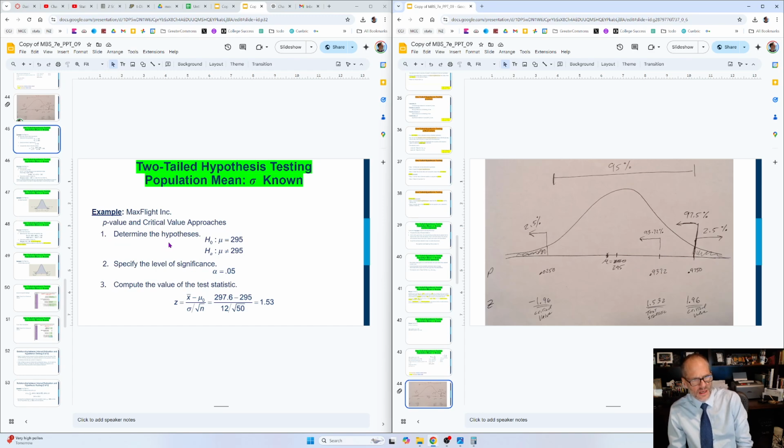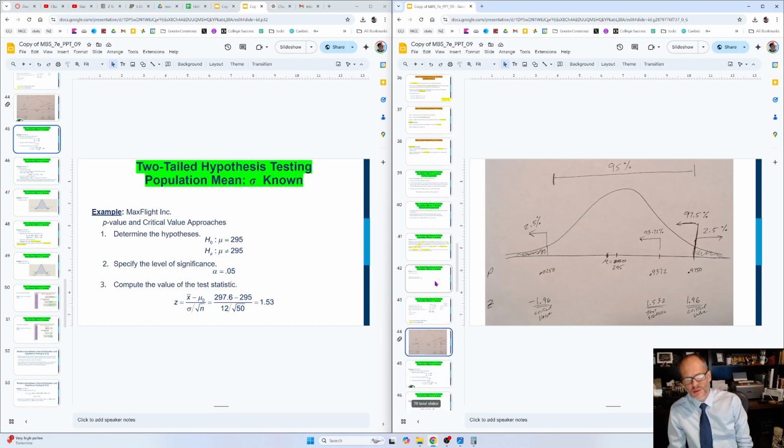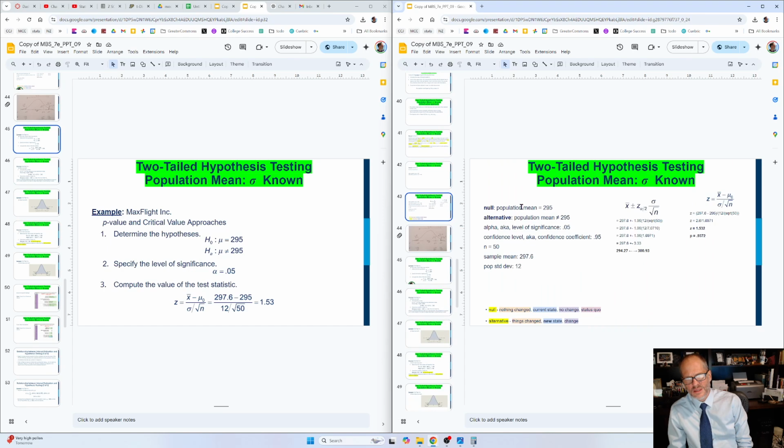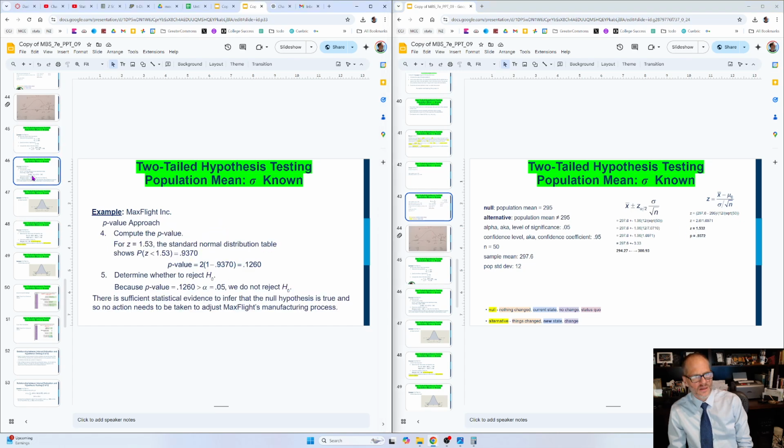So here are the hypotheses. The null hypothesis is that the population mean is equal to 295. And that's what we came up with. We said our null hypothesis is the population mean is equal to 295, and the alternative hypothesis is it's not equal to 295. The level of significance is 0.05. And for the test statistic, they got 1.53. We got 1.532. So that's all good.